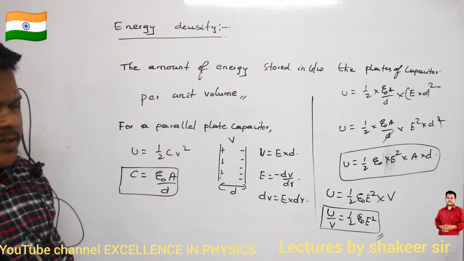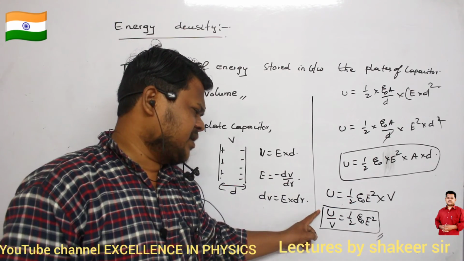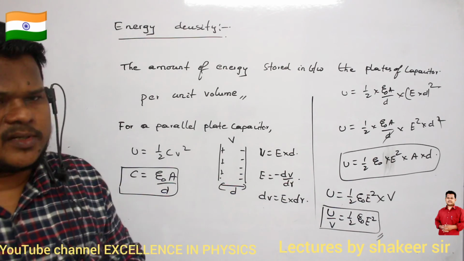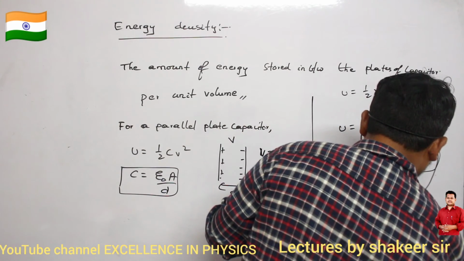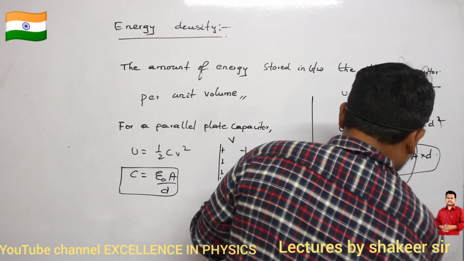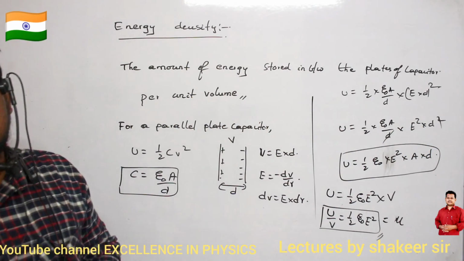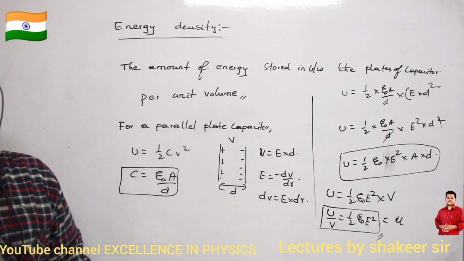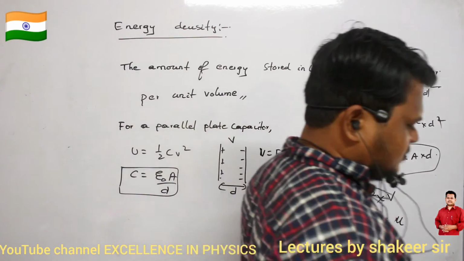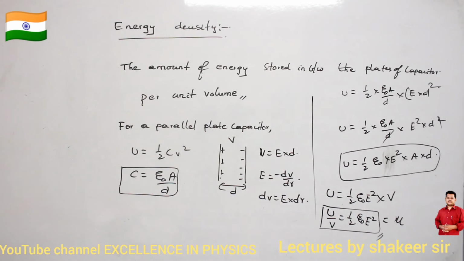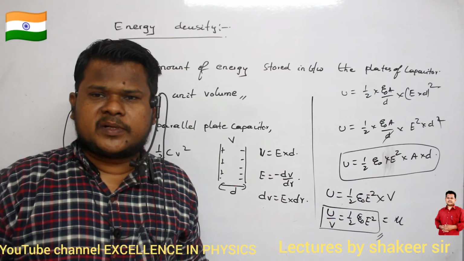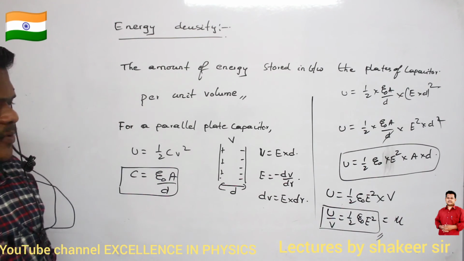So half into epsilon naught into E square. Clear? This is a capital U, this is a capital V. And we have a separate symbol for representing energy density, generally represented by small u. So what is meant by small u here? Energy density, which is energy stored per unit volume, is represented by u. Come on, make a note up to here. This is the equation for energy, the amount of energy stored per unit volume between the plates of any kind of capacitor. Are you able to understand?